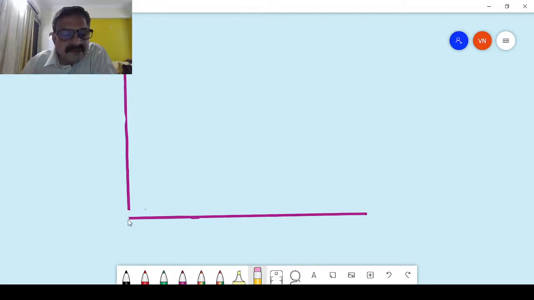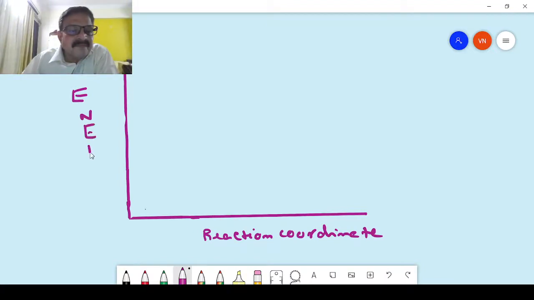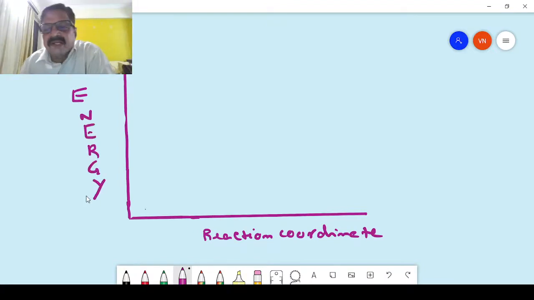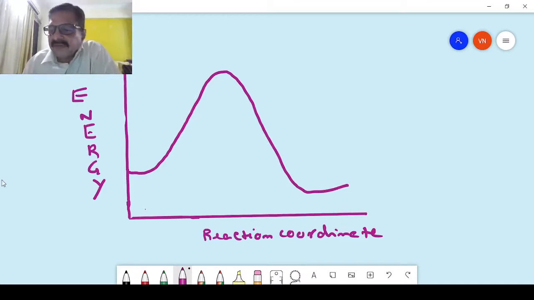So in one coordinate we will be plotting the energy. Okay, this is the reaction coordinate. And here we will be plotting energy. Correct. For that particular reaction. Now the reaction proceeds here like this. Here you have the reactants. Like this. So this is the reactants here.